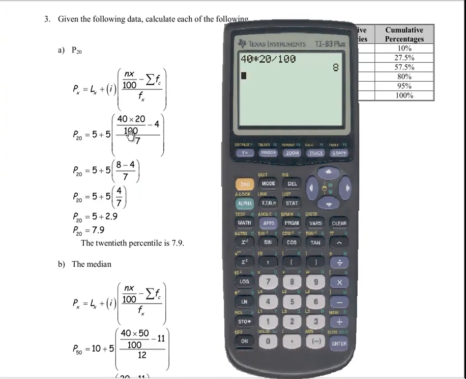So this is what the calculation would look like. We'd start with 40 times 20 divided by 100, which is 8. So this is 8 here, minus the 4 would be 4, and then divided by 7. So we would go 5 times that 4 divided by 7, which rounds to 2.9. So 5 plus 2.9 would be 7.9. So the 20th percentile would be 7.9.